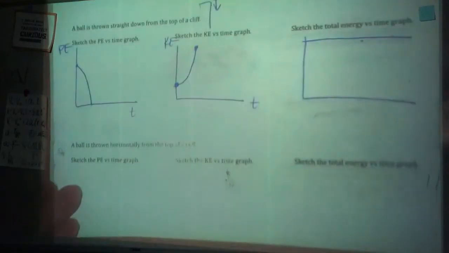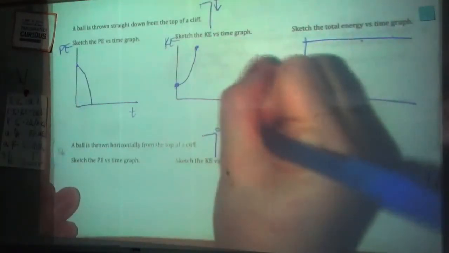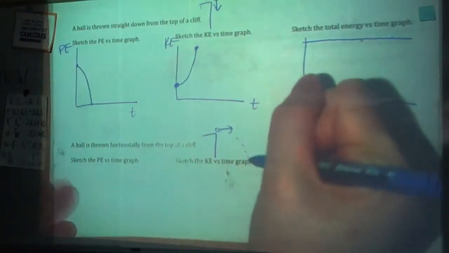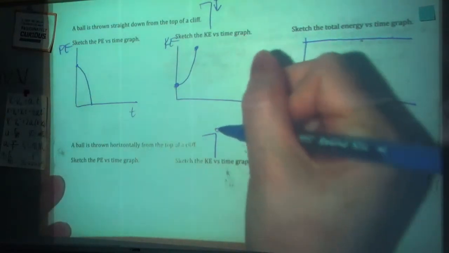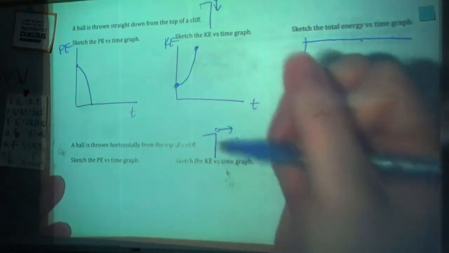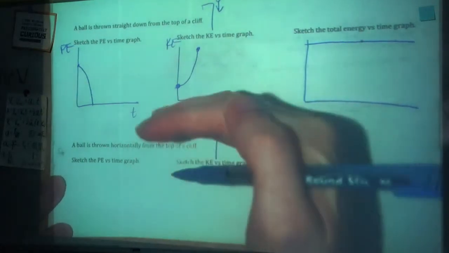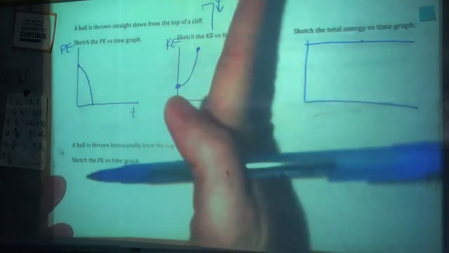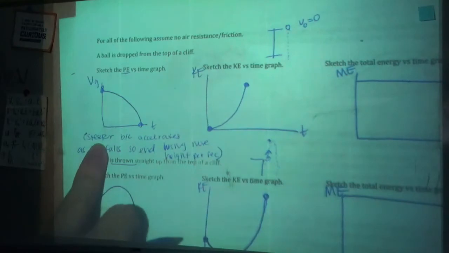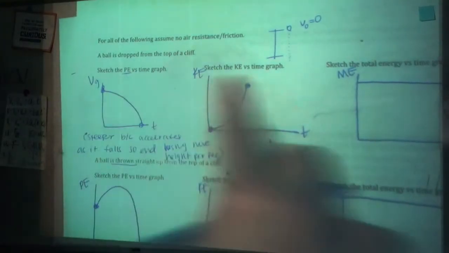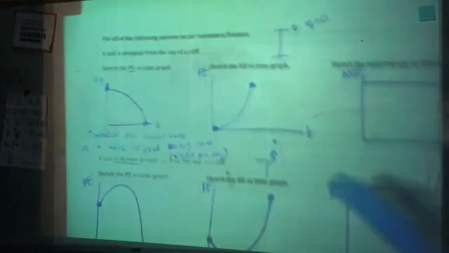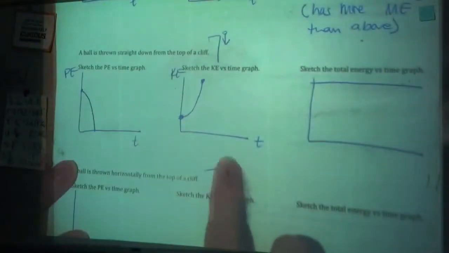And a ball is thrown horizontally from a cliff. So in this case, something like this. So because it's thrown horizontally, that affects my energy, but it doesn't affect the time it takes to fall down or if it goes up or down, because X and Y are separate. Think of our projectile unit. So my potential energy graph is actually the same as if it was just dropped. It just happens to be moving along to the side as it was dropped, but the height is changing at the same rate as if it was just dropped.